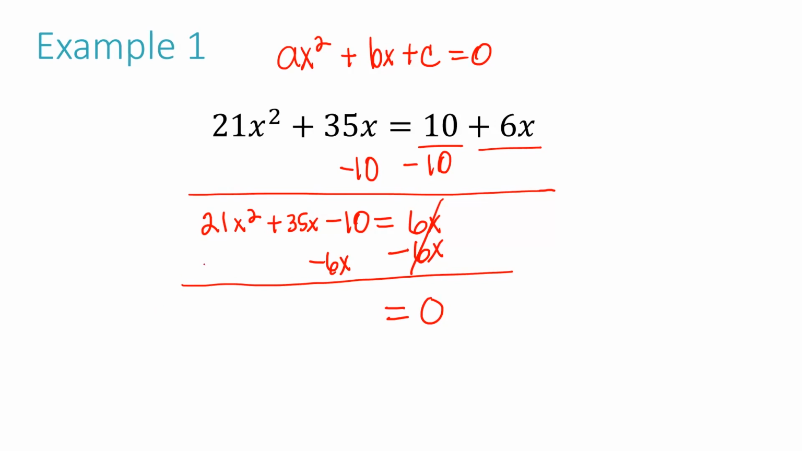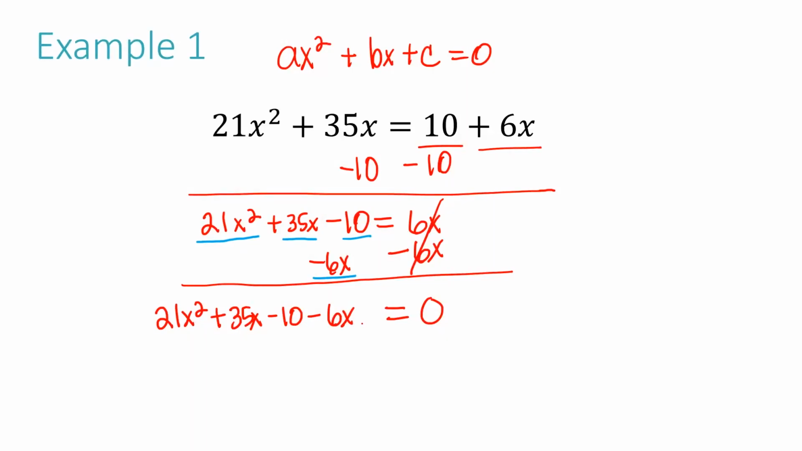So now I'm going to take all of my 4 terms that are on my left side, and by those 4 terms, I mean the 21x squared, my plus 35x, my minus 10, and my minus 6x. I'm just going to rewrite those again, but all on the same line. So that's going to look like 21x squared plus 35x minus 10 minus 6x.